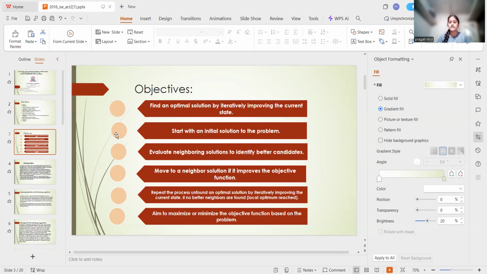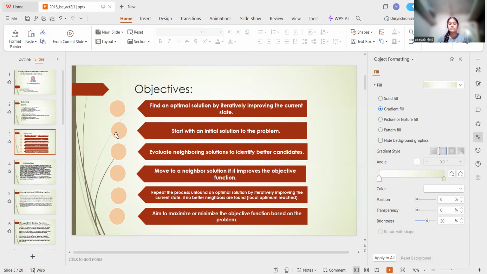This slide presents the objective. The first objective is to find an optimal solution by iteratively improving the current state. The second is to start with an initial solution to the problem. This means hill climbing is a search algorithm in AI that usually finds an optimal solution step by step.